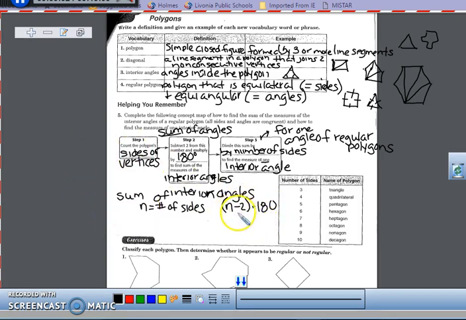Alright, but when you write it out for homework, you'll have to show me that formula and plug the numbers in. So this is for the sum. If you want one angle of a regular polygon, you do the exact same thing. I have to find the total degrees first, and then I take all of that and divide by the number of sides, and that will give me one angle of a regular polygon. All right?